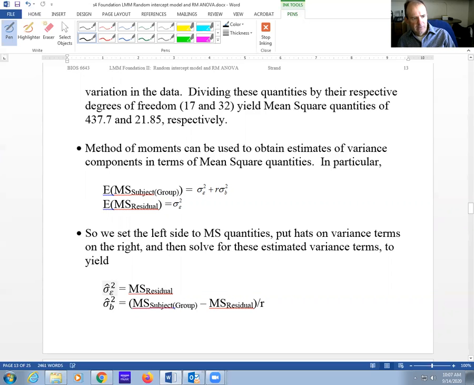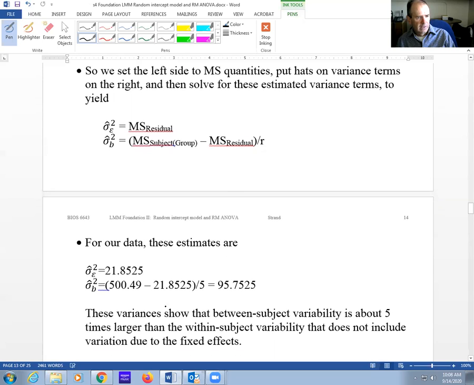We solve for sigma squared epsilon hat and sigma squared b hat, and we get these in terms of the mean squared quantities. So again, it's nice because you get our variance estimates in terms of the variability of the data, the sources that we understand, right? So it's kind of nice in that respect.